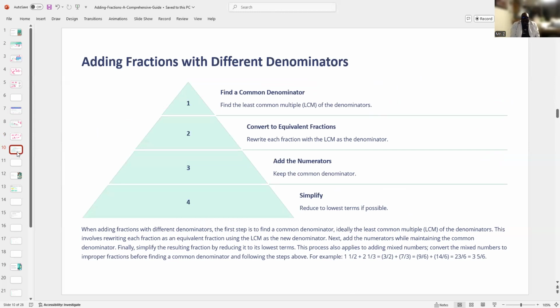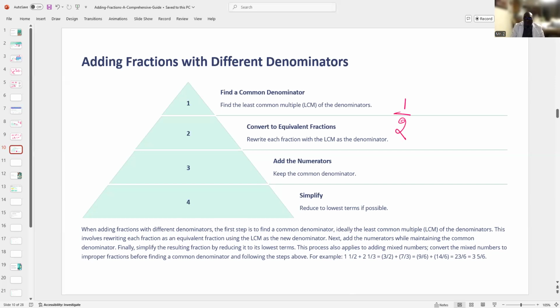But what happens if we want to add fractions that do not have the same denominator? First of all, you need to find the common denominator. Find the least common multiple of those denominators, something that can be divided by both numbers and give you a perfect division, where the remainder is 0. Now, you can convert them to equivalent fractions, add and simplify.